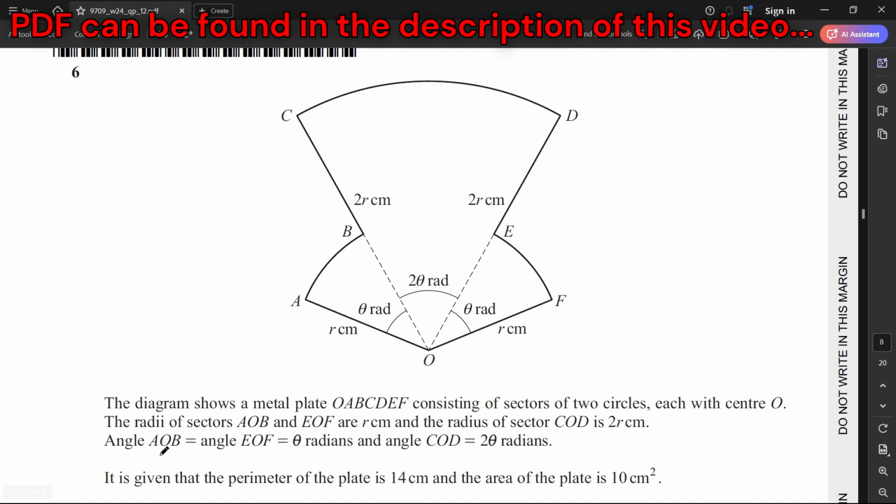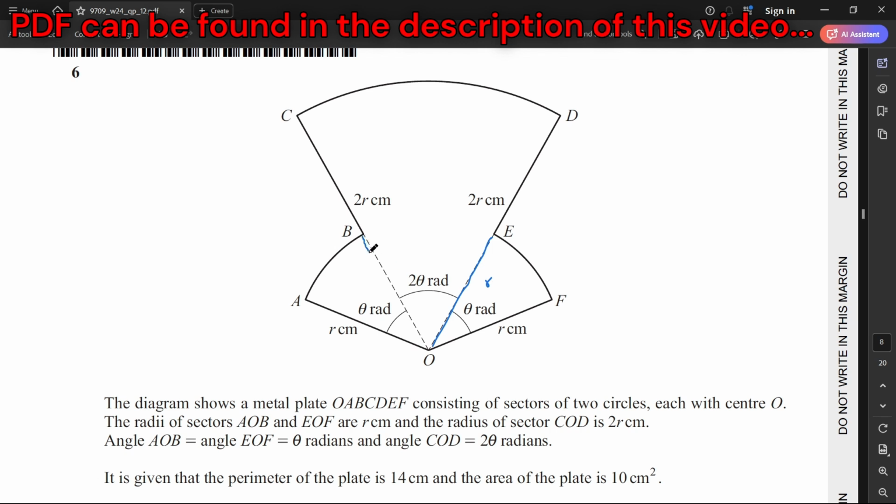So now in question 6, the diagram shows a metal plate OABCDEF, okay, consisting of sectors of two circles. So we can see that there are two sectors for two different circles, each with the center at O. The radii for sectors AOB and EOF is R, as we can see. So even this is R.